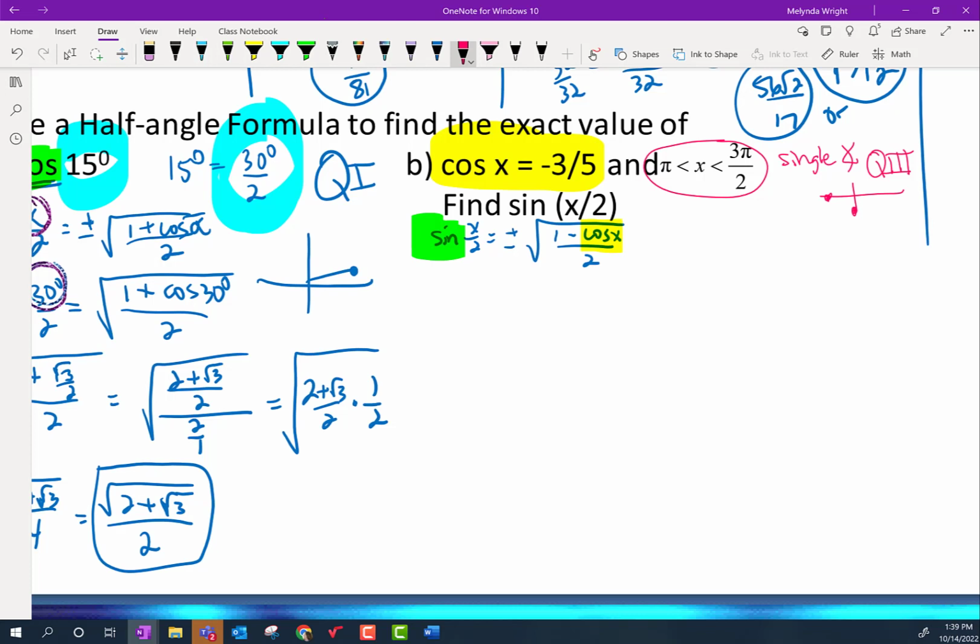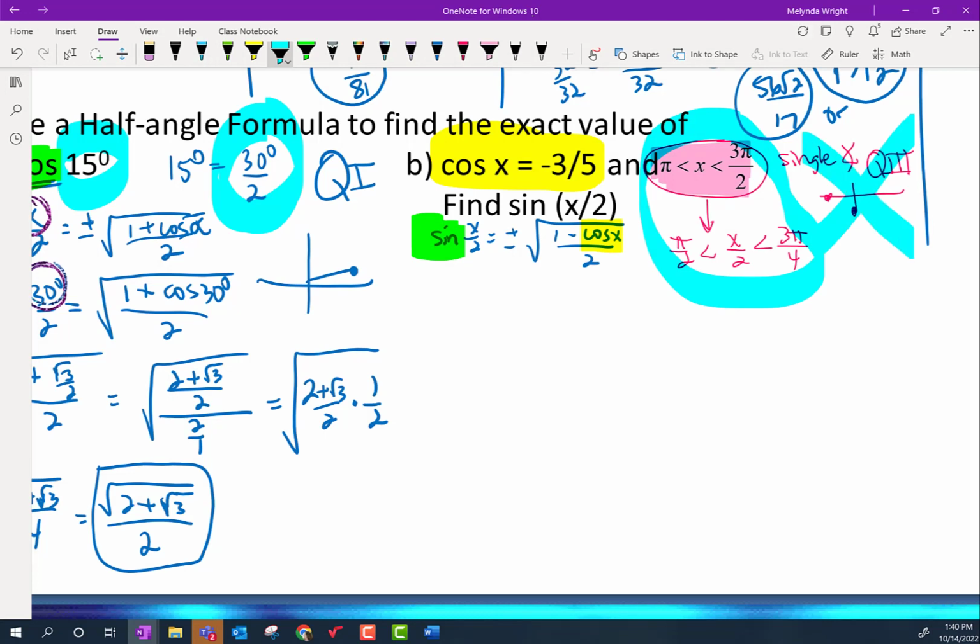So what that means is I have to take this and turn it into the half angle. So I'm going to multiply everything by a half. So I get pi over 2 is less than x over 2 is less than 3 pi over 4. This is the half angle that I need to deal with right here. Okay, I don't want to know about the single angle. I don't even need to know the single angle quadrant. I need to know the half angle quadrant.